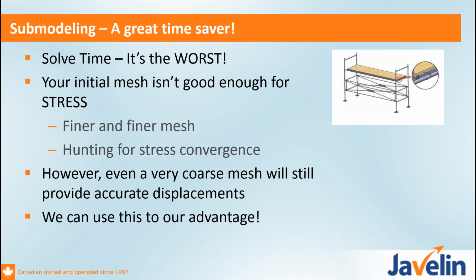Now, even though a coarse mesh we know will not give us good stress results, even a very coarse mesh will give us accurate displacements in the model. Displacement converges much, much, much faster than stress does. So as long as your mesh accurately captures the geometry, you're not representing a circular face with a hexagon, something like that, you can get very accurate displacements out of that. And we're going to use this to our advantage with submodeling.